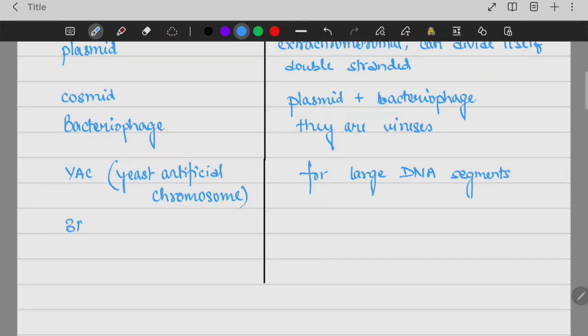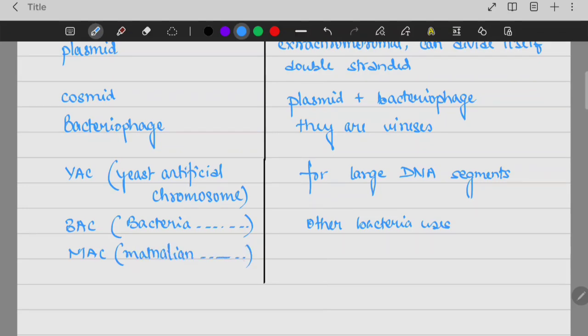Next is BAC, B-A-C, bacterial artificial chromosome. It uses other bacteria for the transferring of the desired DNA. And the last one is MAC, M-A-C, that is mammalian artificial chromosome. It is also for large DNA segments. So these are some kinds of vectors. Now, as we were discussing, isolation of the vector.